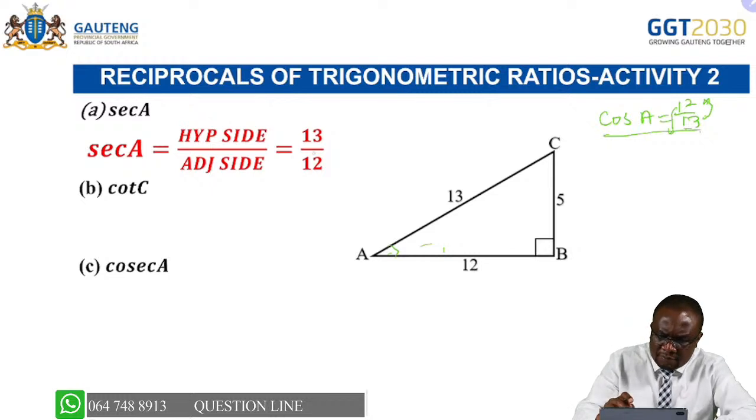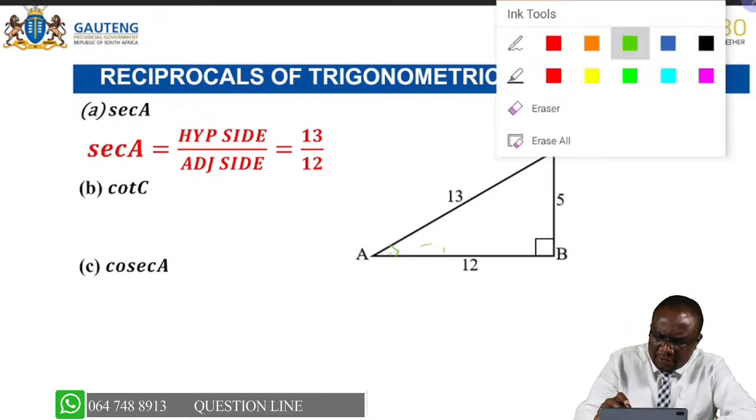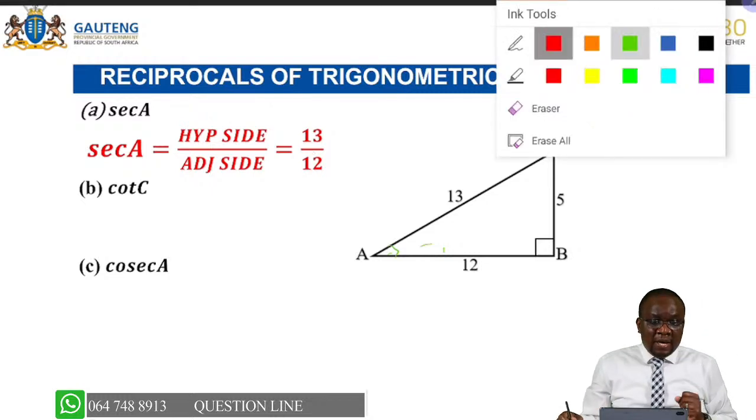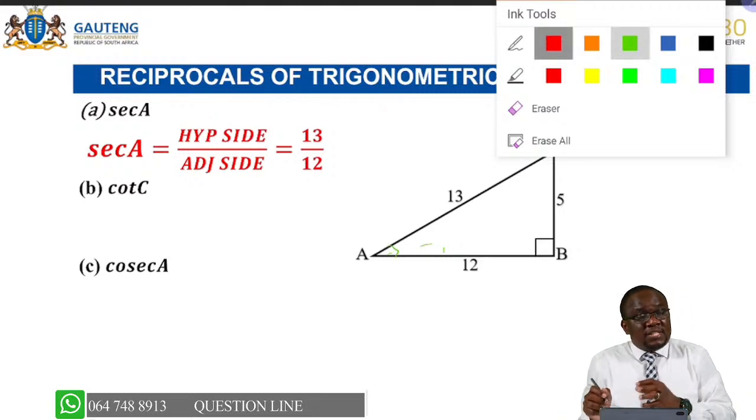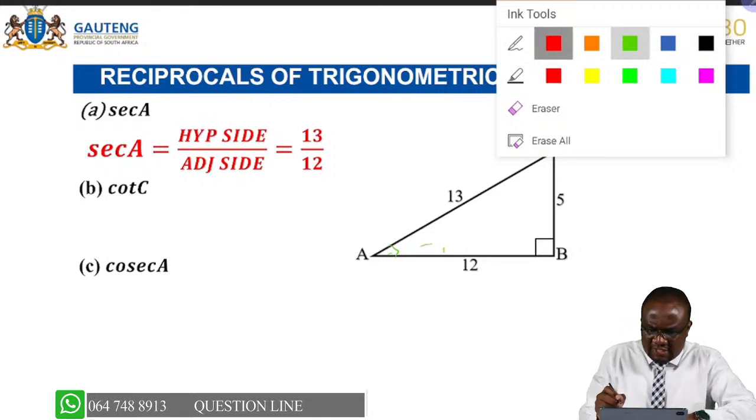Okay, let me pick a better pen. Right, the red one I think is clearer. Right, and then cot C. Cot C is the reciprocal of tan C.